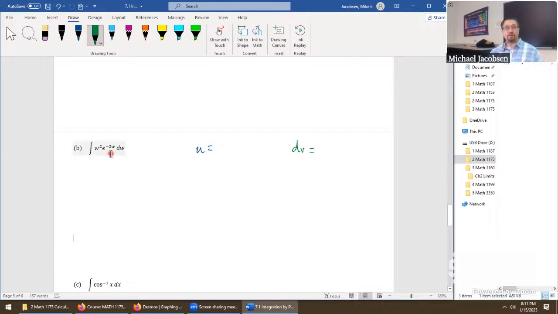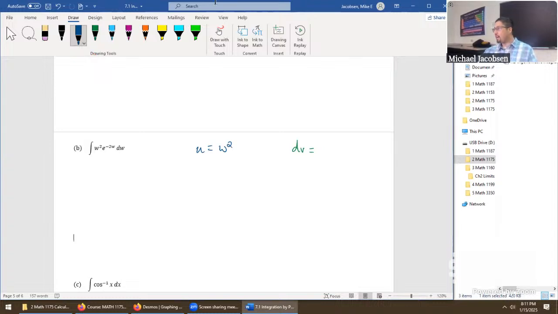If I picked e negative 2w, differentiating that doesn't make it more simple. It adds a constant in front of it through the chain rule. If this is your w, that does get simpler. It's quadratic now, differentiated, and it's linear. That's a huge reduction in complexity. So the acronym would already say pick w squared because it's an algebraic expression, but that's the actual reason why.